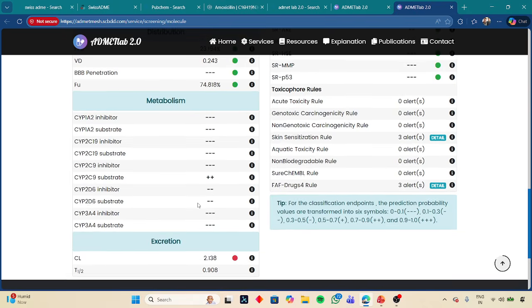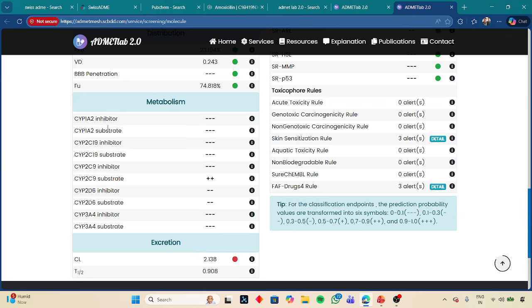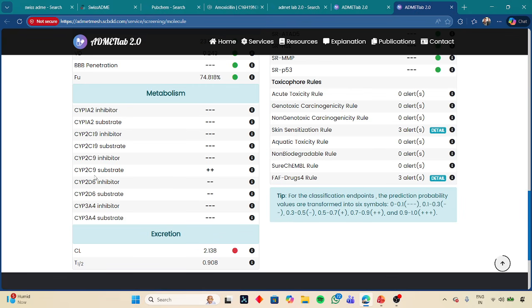So in this way you can find out all the information. This is the metabolism information that has been given. And you can see that for the classification endpoint, the prediction probability values are transformed into the six symbols. So the 3 minus represents 0 to 0.1. It does not inhibit, it comes under the category 0 and it does not inhibit any cytochrome P450 enzymes. But it inhibits the cytochrome P2C9.